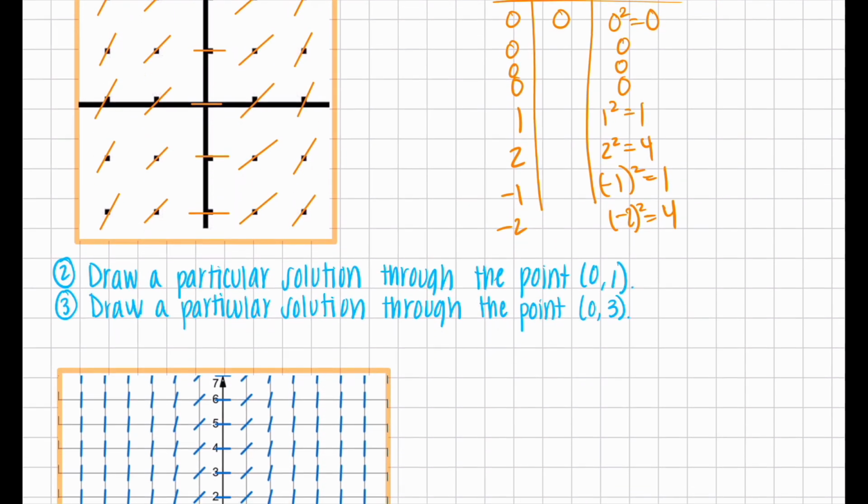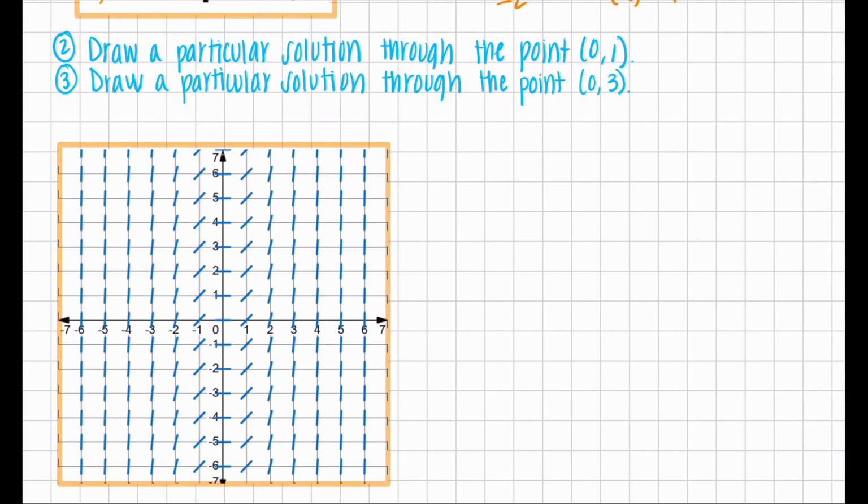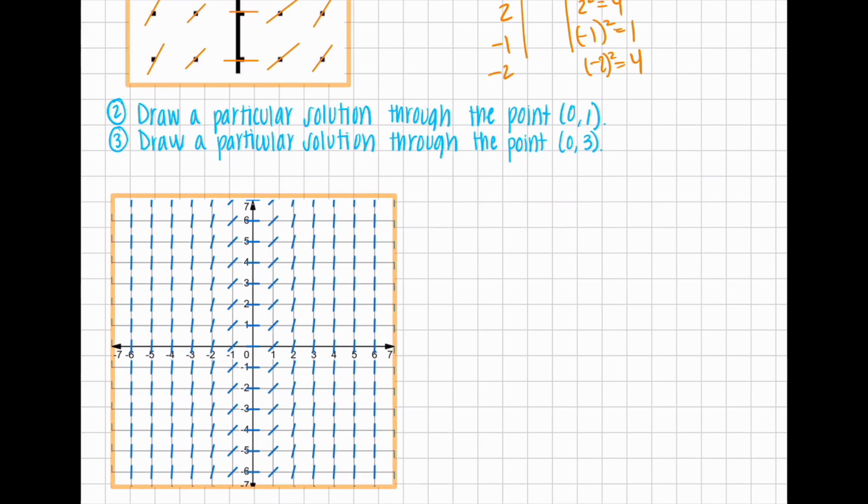Now, if we look below, this is the same slope field, but I have more points included. They may give you a slope field and ask you to draw a particular solution, and they'll give you the point. So for number 2, your point is 0, 1. I'm going to do this in pink. Find 0, 1 on your graph. To draw the particular solution, all you are doing is following the slopes and drawing through the graph. As long as it looks reasonable, they're going to give you credit for this.